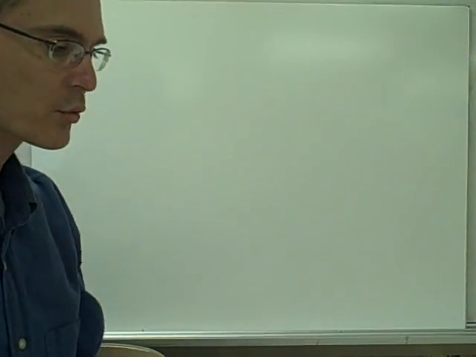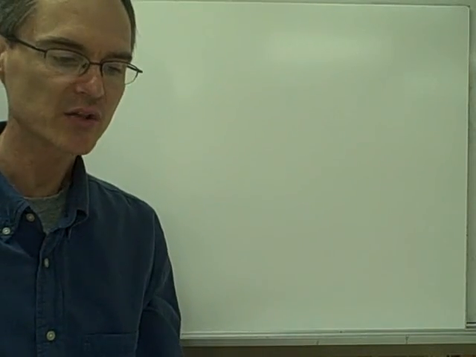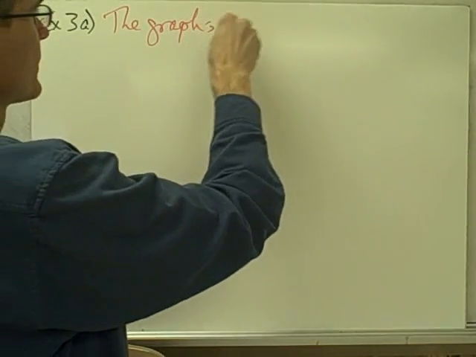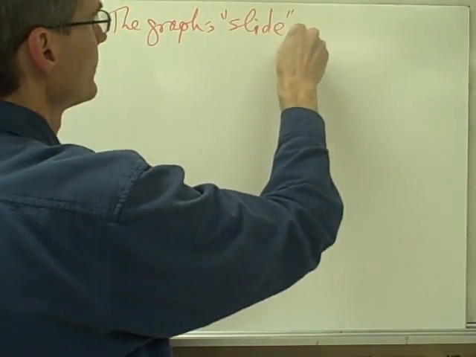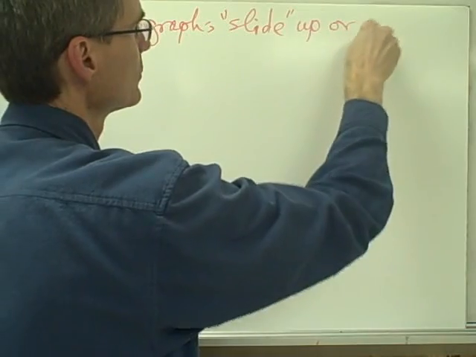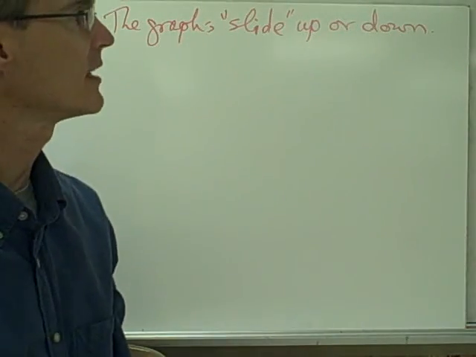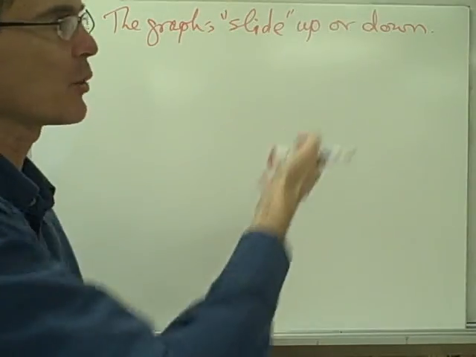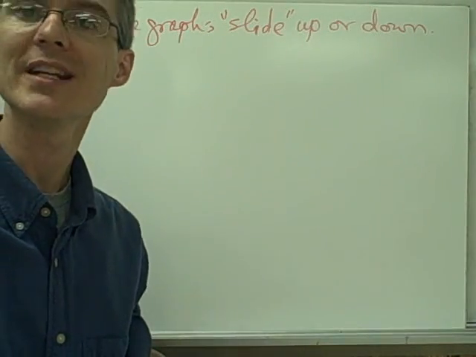So part 3a here, it says, for the equations in example 1, how do the graphs change when you change the initial value? Well, the way they change is the graphs, I'm going to say they slide up or down. In other words, all the graphs in example 1 had the same growth rate. So the shape of the graph is always the same. It's going up at the same rate. They just start at a different place depending on what their initial value is.